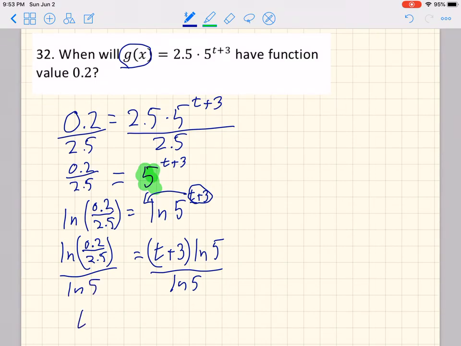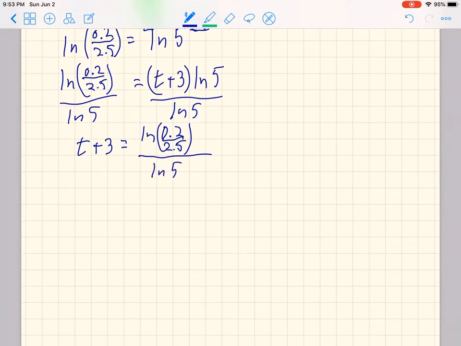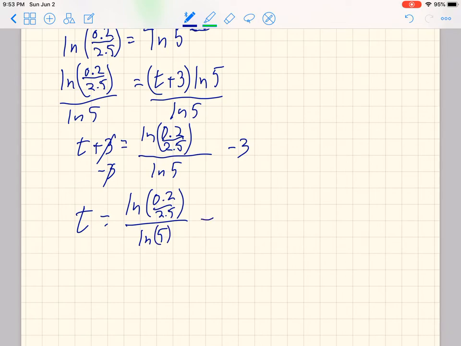So now I've got t plus 3 is equal to the natural log of 0.2 over 2.5, divided by the natural log of 5. And I just need to subtract 3 from both sides. So now that's gone. So my t value is natural log over another natural log. That's common with these, is you're going to have a ratio of logarithms. And you've got this here.